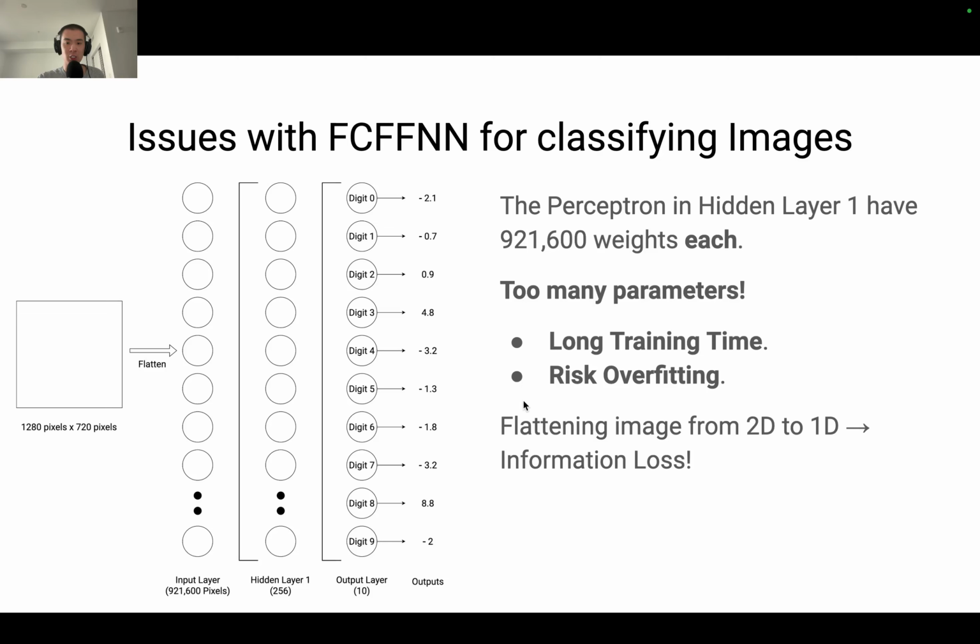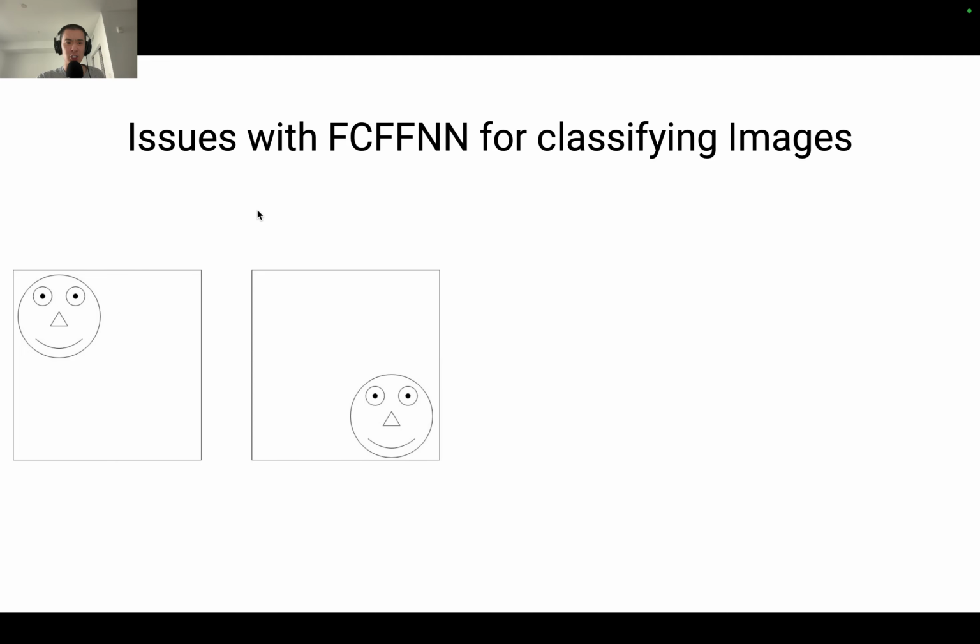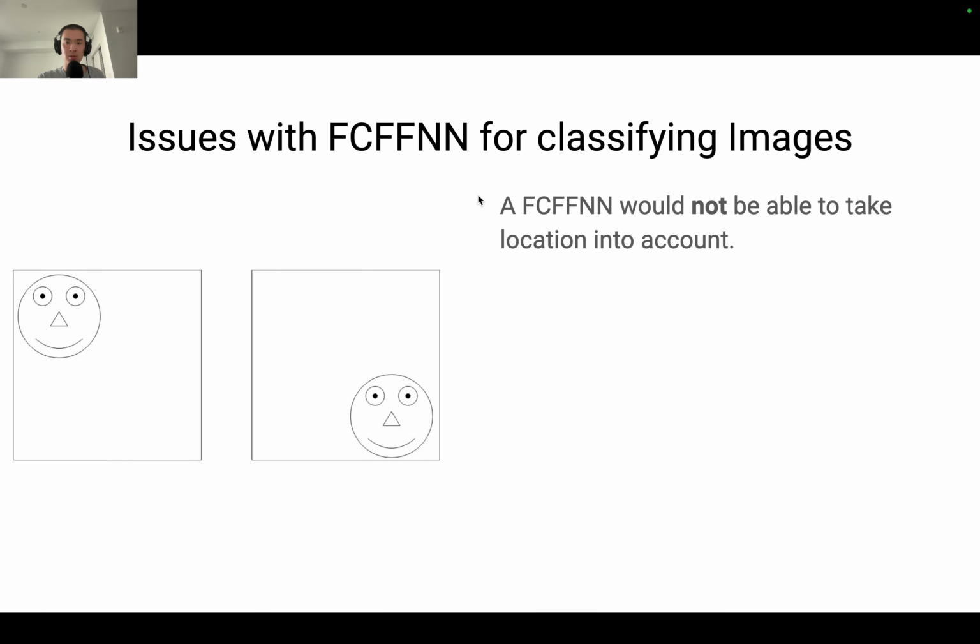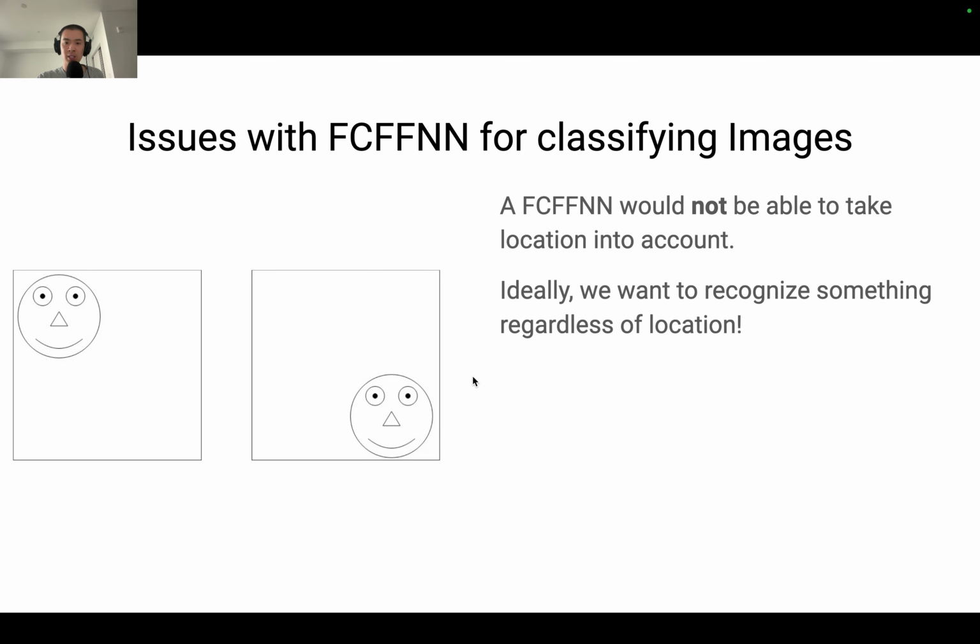Plus, when you flatten the image from 2 dimensions to 1 dimension, there's going to be some information loss, which isn't ideal. What's another issue with using an FCFFNN for classifying images? An FCFFNN would not be able to take location into account, such as when this face is in the upper left-hand corner versus the bottom right-hand corner. Ideally, we want to recognize something regardless of location.